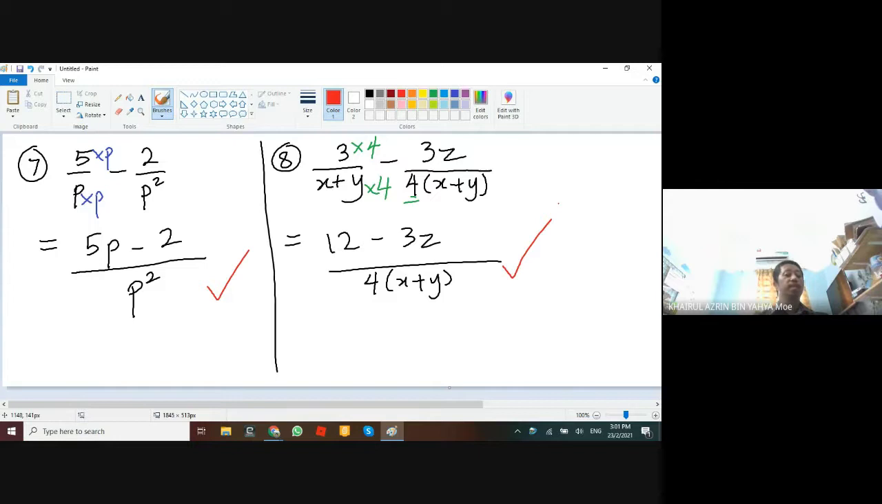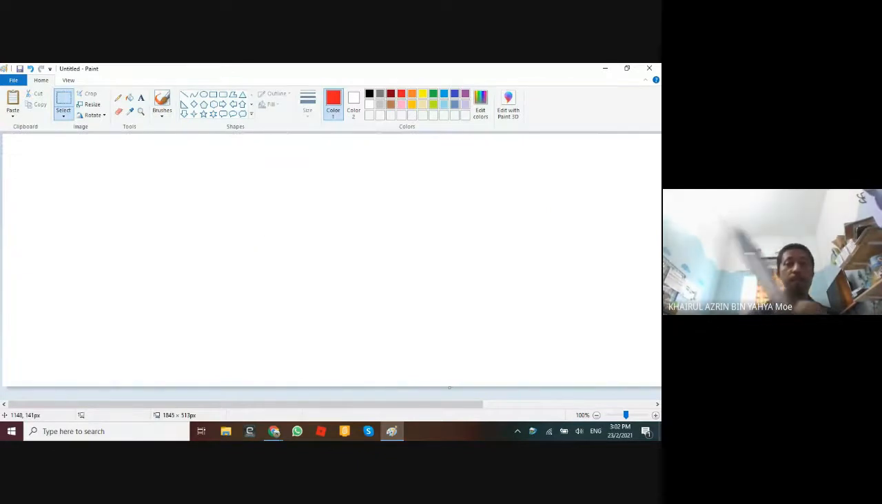And this one seems difficult, the fraction. It looks difficult, but actually not too difficult. Okay, now we go to the next questions, we have another 4 questions. We go to question number 9.